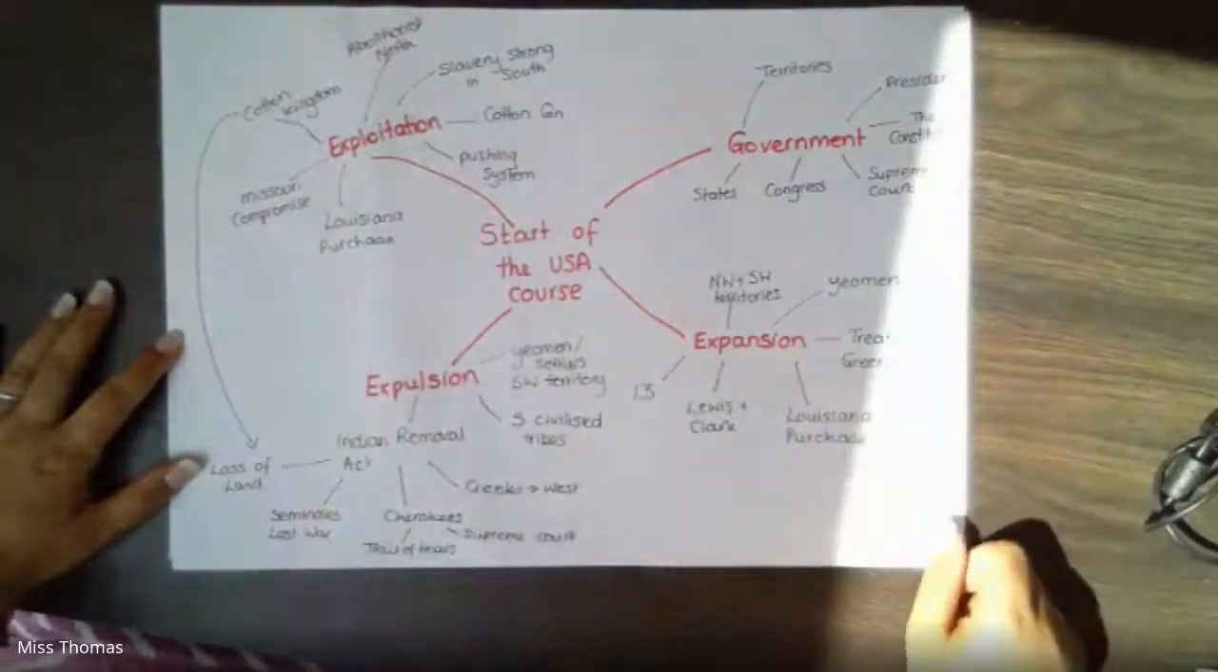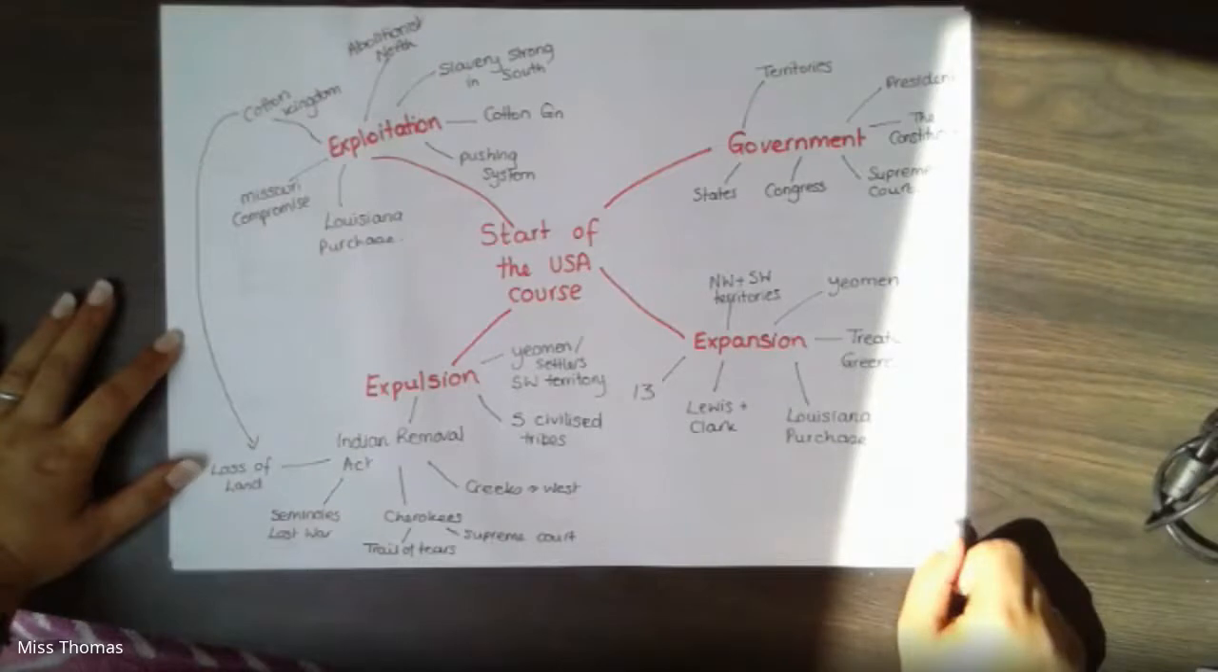So my final questions to you. Why is Eli Whitney famous? How did the Missouri Compromise try and solve divisions over slavery? And what is meant by a pushing system?